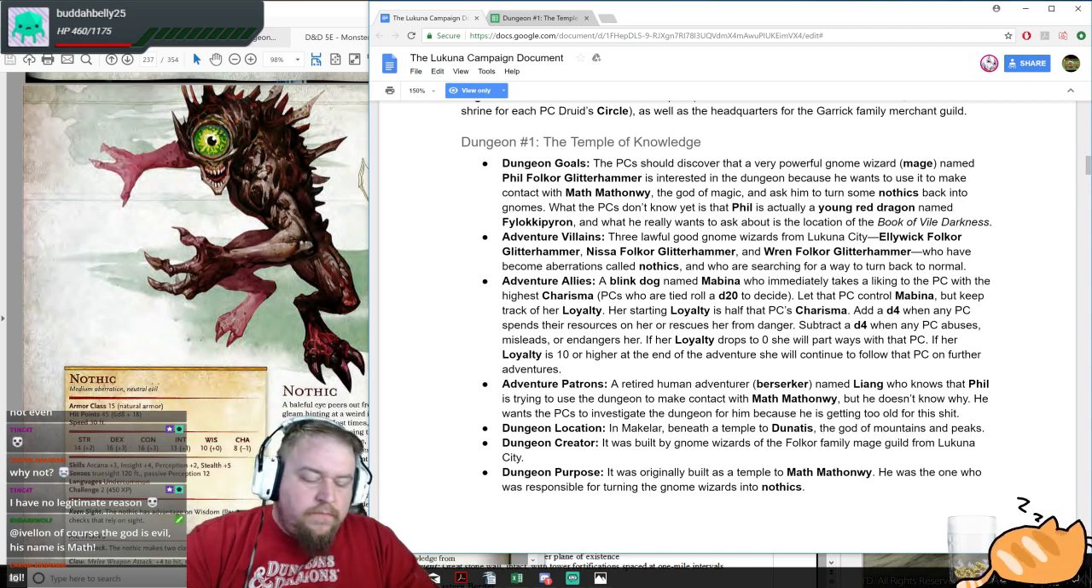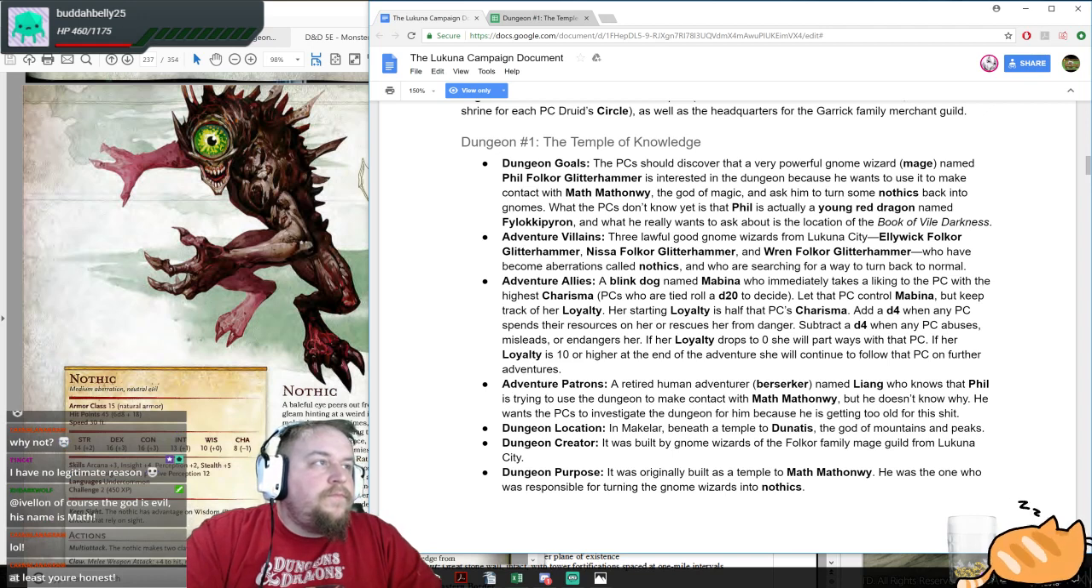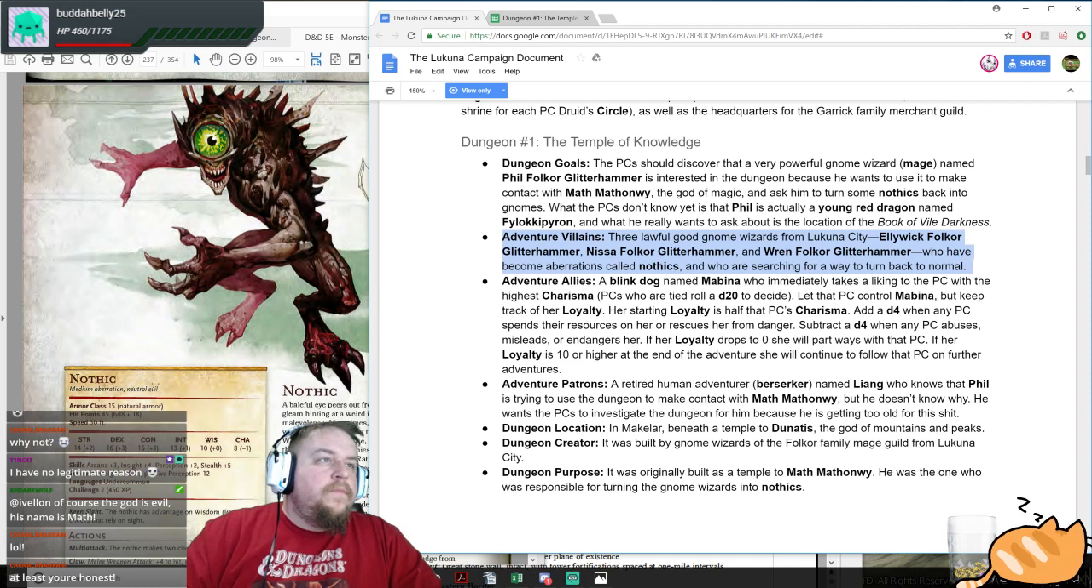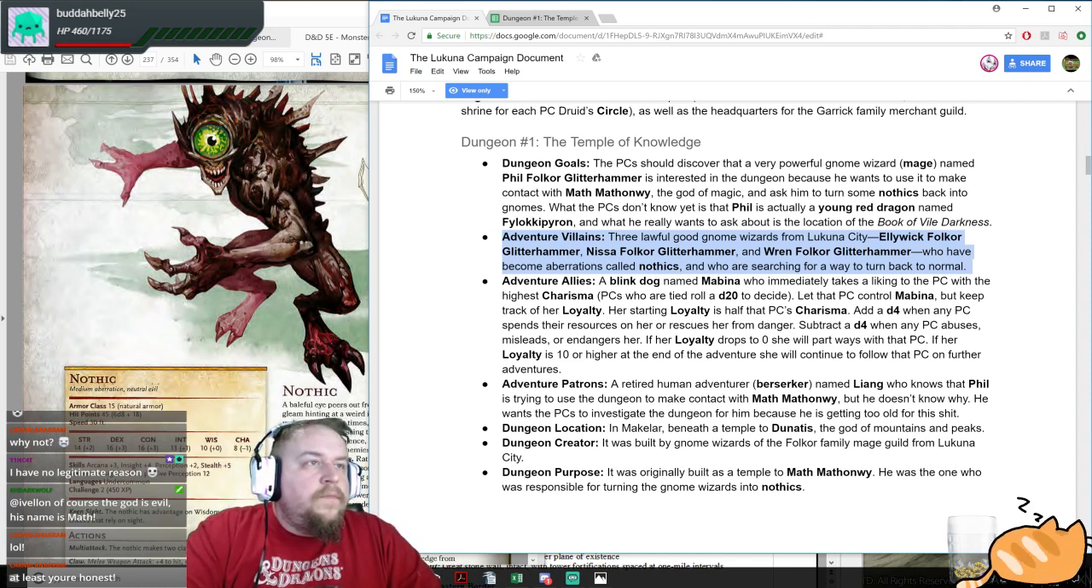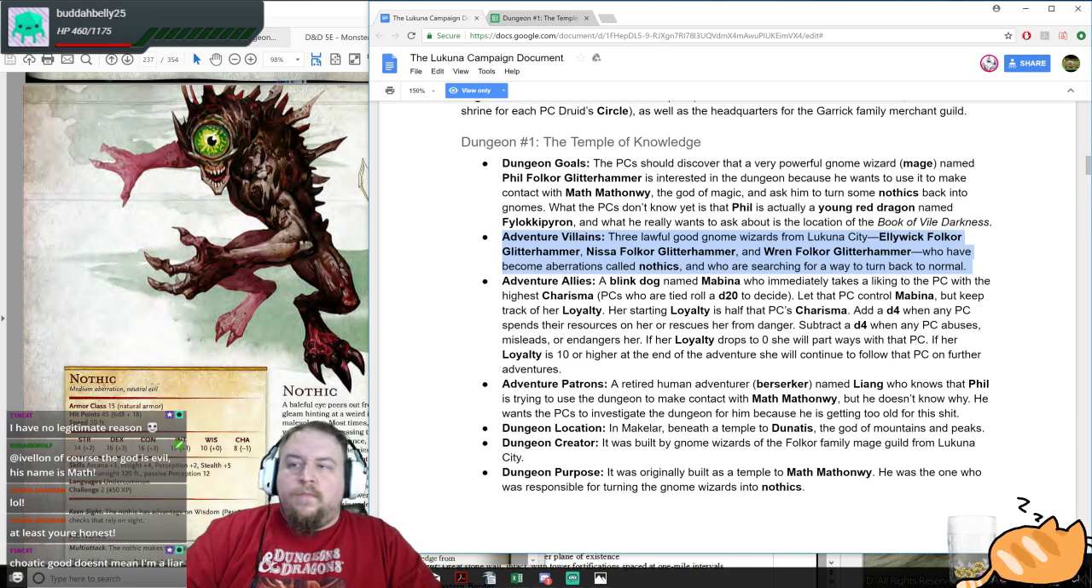And so we flesh out the villains, the 3 lawful good gnome wizards from Lukuna City. They are Eliwick, Nissa, and Ren Fullcore Glitterhammer. So you can see the dragon has cloaked himself in the guise of a Fullcore Glitterhammer, who might reasonably be interested in bringing his relatives back to normalcy with this magical ritual to contact a god.